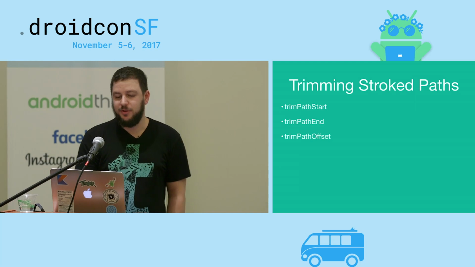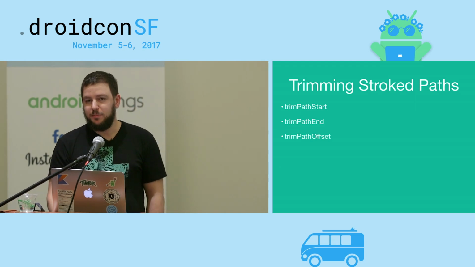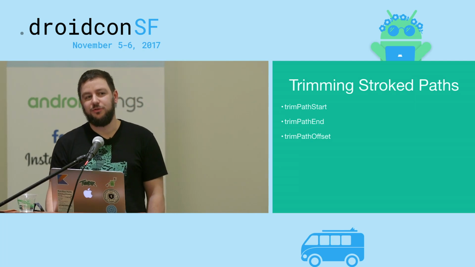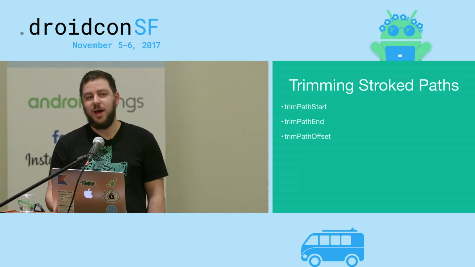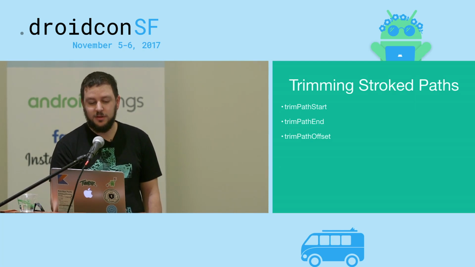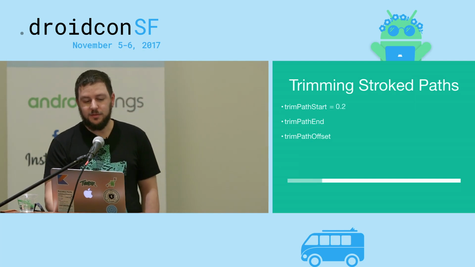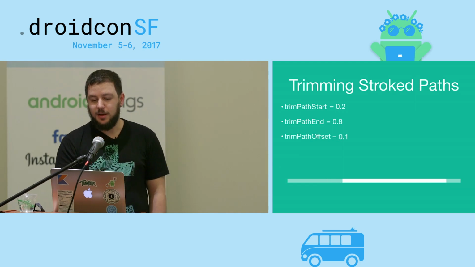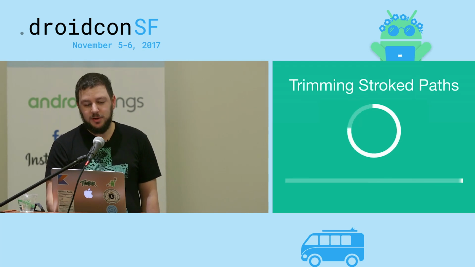The next group of animations are trimming a stroked path. So this is a very powerful property of a path, that you can draw only a portion of it. So you can trim the path before it gets drawn to the canvas. And by animating these properties, this start, end, and offset, you can create some very cool effects. And this is actually how the material style progress bars are implemented.